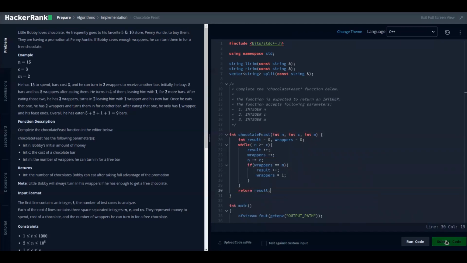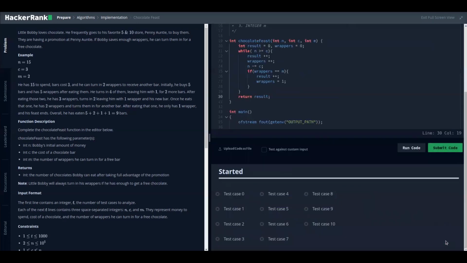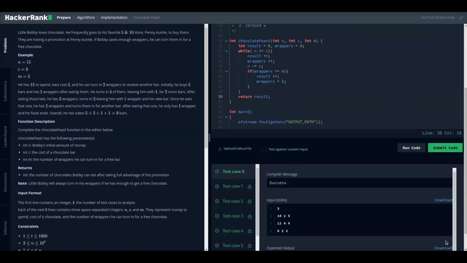Let us submit and see what it gives. Nice, everything is going well. So this was my approach to solving this. I hope you enjoyed it.